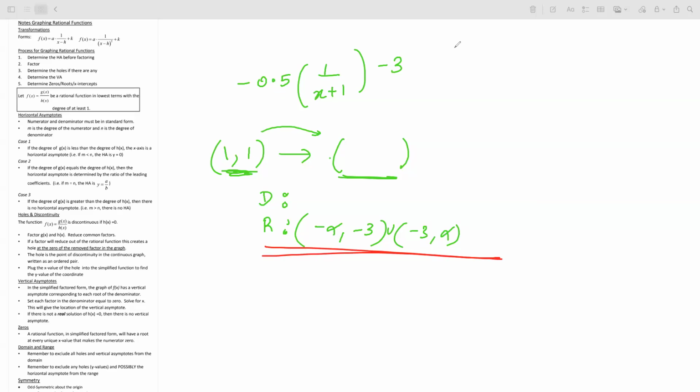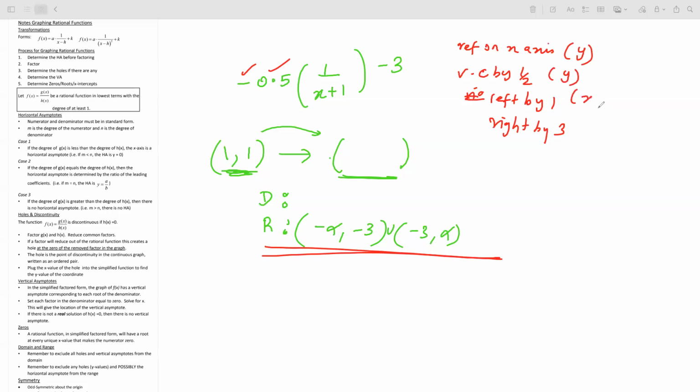1 comma 1, how does it shift? So basically, I am seeing reflection on x-axis, vertical compression by half, left by 1, right by 3. So how does it affect? Arya, your point seems incorrect. So here it affects the y-axis, vertical compression. Right by 3 is x. I'm sorry. Right by 3, up, down by 3 is y. So now, how does the y coordinate is the problem on for you, Arya?